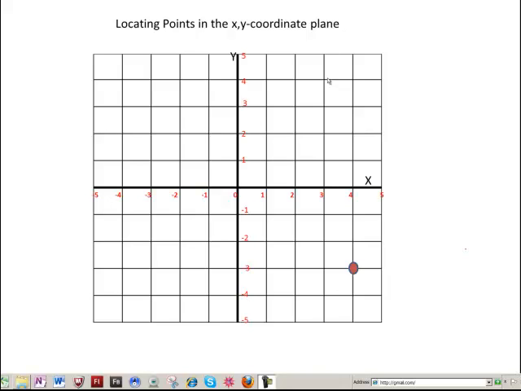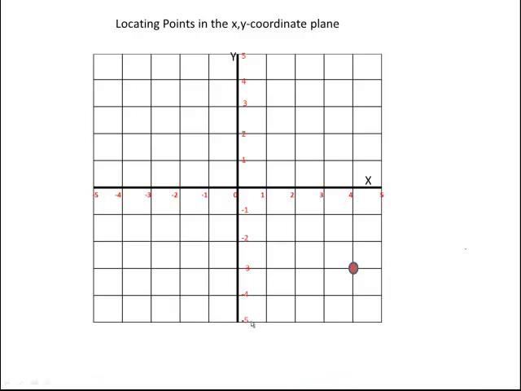Let's do a quick review of how to locate or name points in the coordinate plane. When you look at this grid called the XY coordinate plane, there are two special number lines: a horizontal number line that increases from left to right, that's the x-axis, and a vertical number line that increases from bottom to top, that is the y-axis.